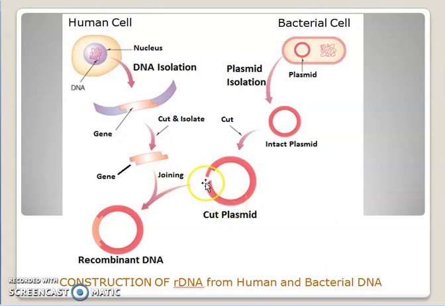And if they join with each other, they give rise to what DNA? They give rise to recombinant DNA. Why? Because this particular part is coming from a human cell. It is the gene of a human being. And this particular part, this dark pink part, has come from the plasmid of a bacterial cell. So this DNA has two parts, one corresponding to human and the other corresponding to bacterium. That's why it can be called a recombinant DNA.